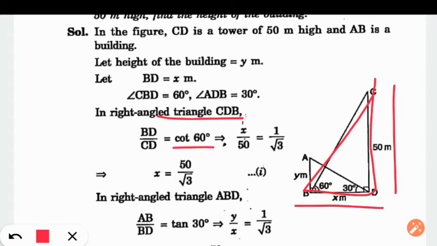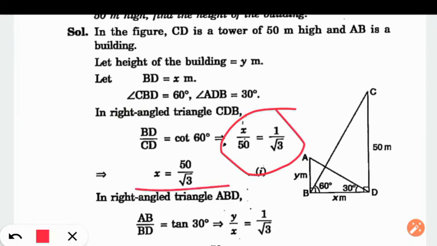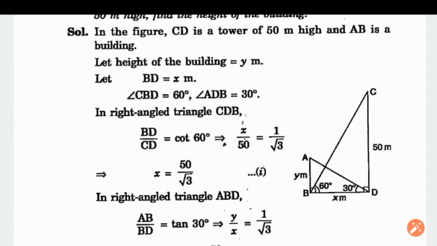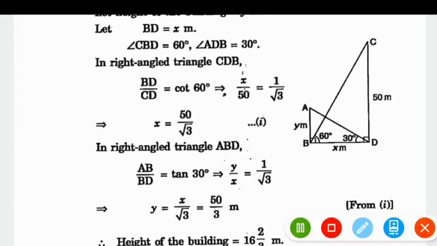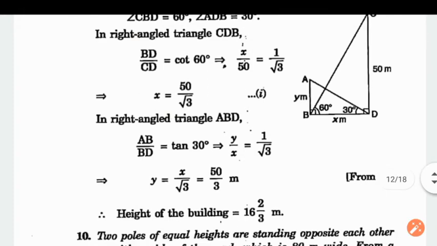I have used cot. So cot of 60 degree, cot is the ratio of base by perpendicular. So base is BD, perpendicular is CD. And what is the value of cot 60 degree? The value of cot 60 degree is 1 by root 3. So see, here we have one equation in x, and see the value of x, 50 by root 3. Now we know the value of x. Now we use the smaller triangle, triangle ABD, this one. So now in this triangle we know BD, 50 by root 3, right. We do not know the value of AB.